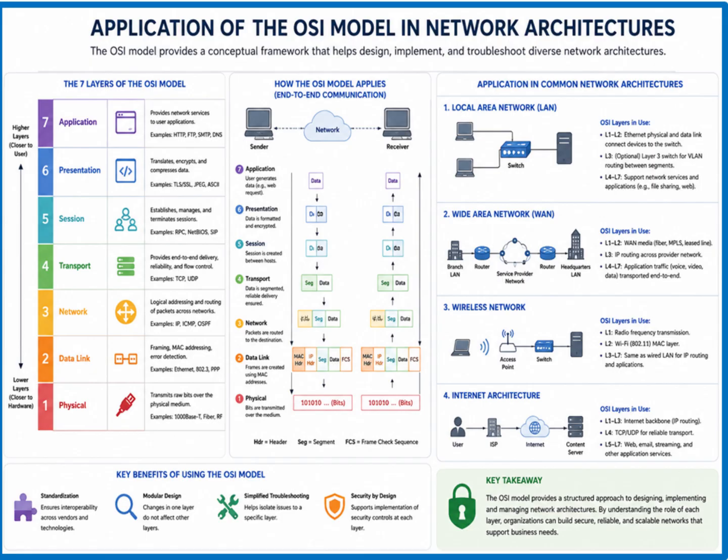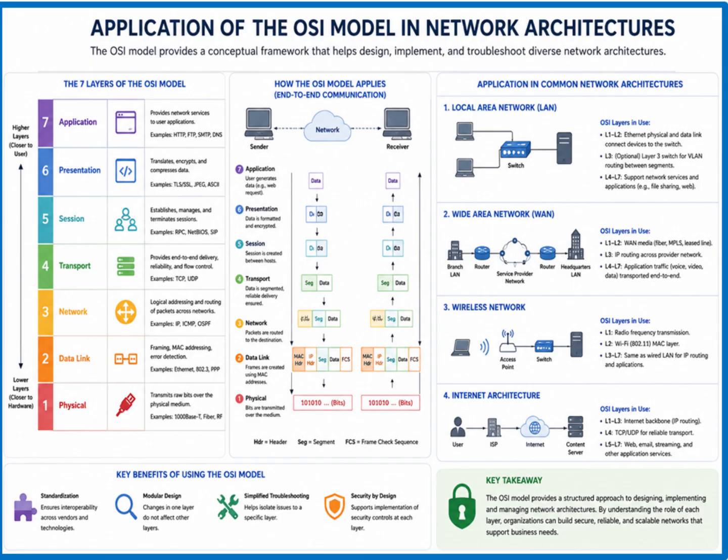One of the major benefits of the OSI model is standardization. Because vendors follow common standards and protocols, devices and systems from different manufacturers can communicate reliably. The layered design also improves troubleshooting because engineers can isolate problems to a specific layer instead of investigating the entire network at once. Another key benefit is security by design.